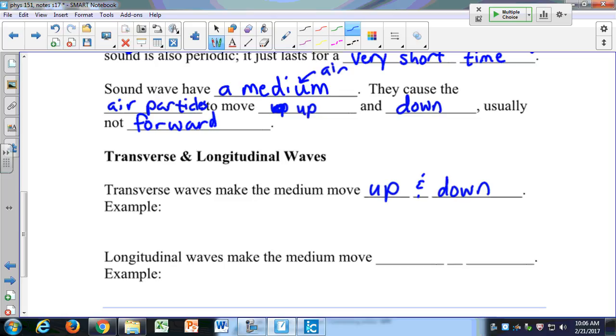See that y'all are the medium, and so Alexa, you and Taylor would hug one another. You don't have to hug, but the medium would compress, and then when the wave moves away, it would separate, just like the slinky.